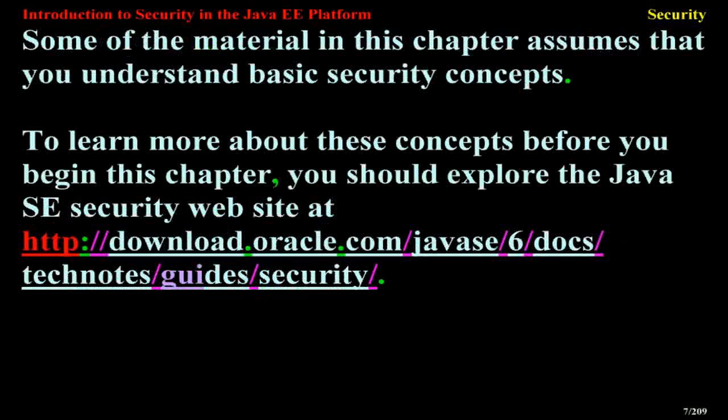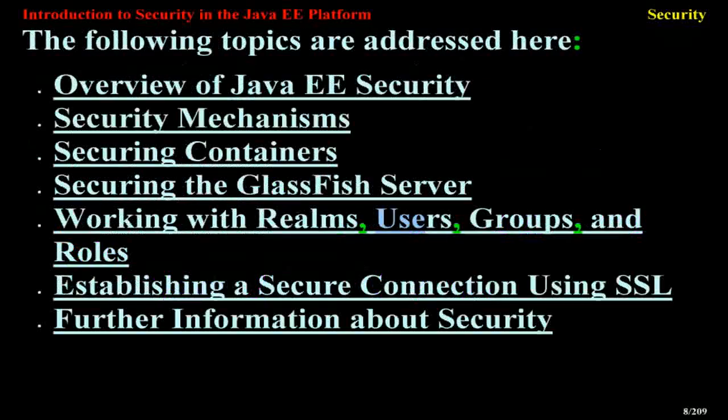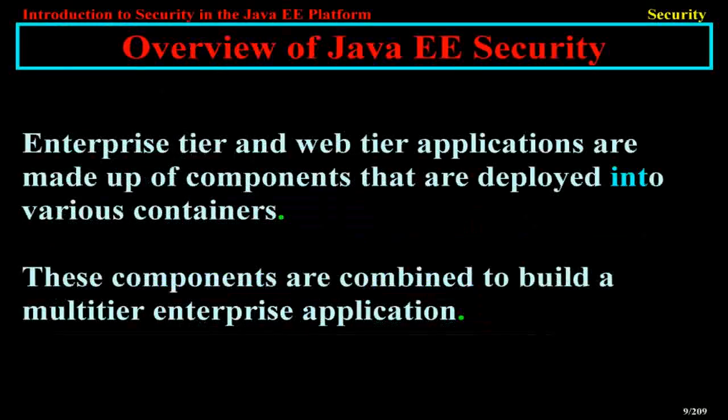To learn more about these concepts before you begin this chapter, you should explore the Java SE security website at http://download.oracle.com/javase/6/docs/technotes/guides/security/. The following topics are addressed here: Overview of Java EE security, security mechanisms, securing containers, securing the GlassFish server, working with realms, users, groups, and roles, establishing a secure connection using SSL, and further information about security. Overview of Java EE security.